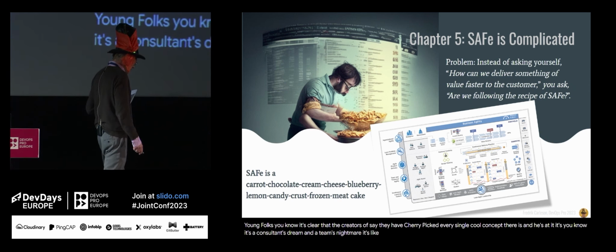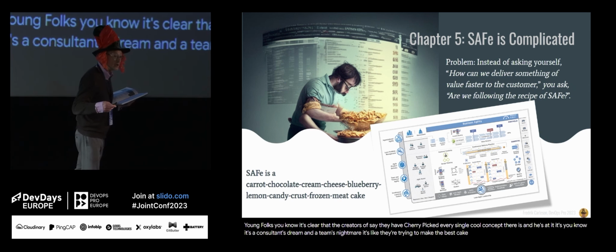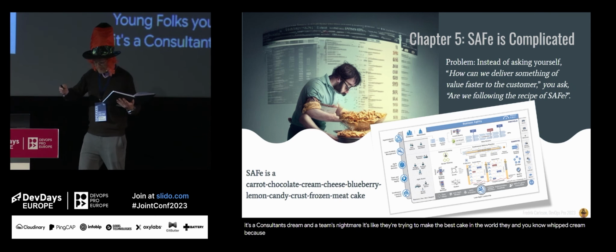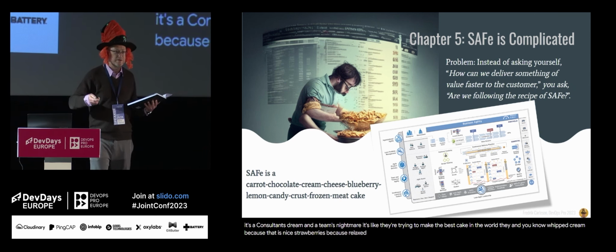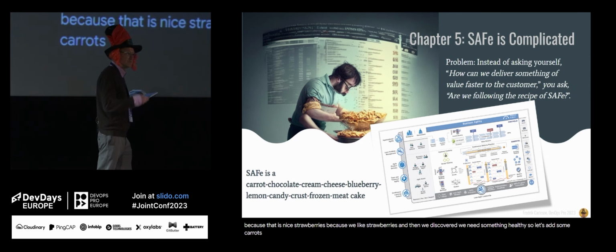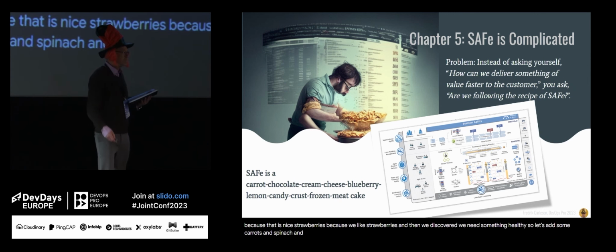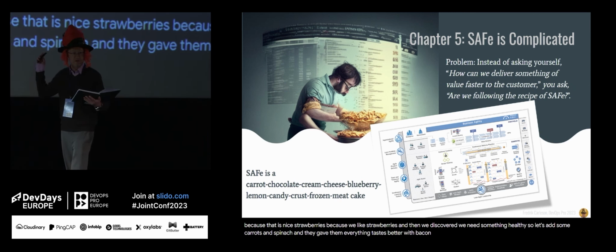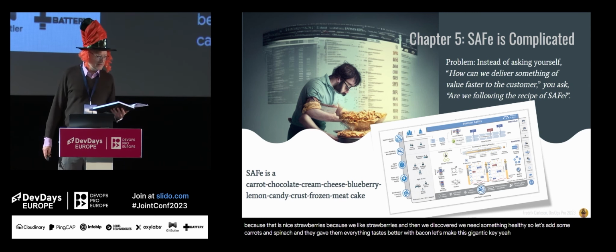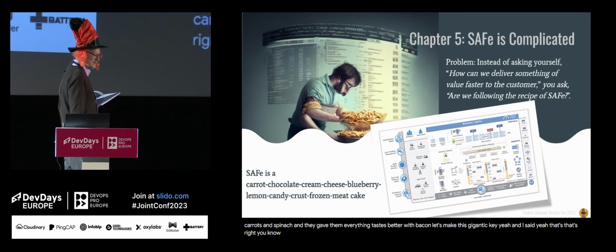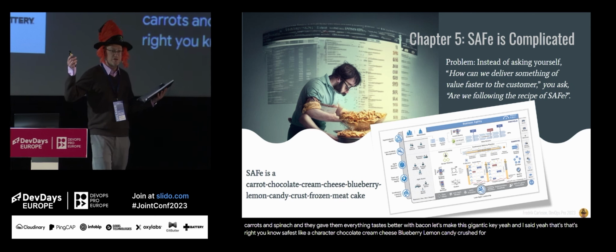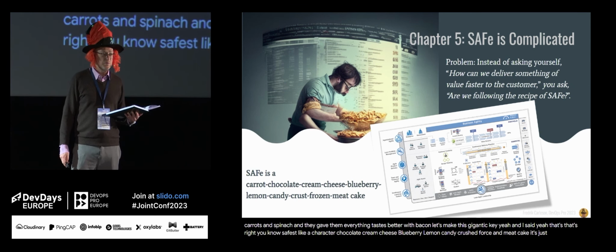It's like they're trying to make the best cake in the world. They add whipped cream because that is nice, strawberries because we like strawberries, and then we discover we need something healthy. So let's add some carrots and spinach and bacon. Everything tastes better with bacon. So let's make this gigantic cake. And they said, yeah, that's right. SAFe is like a carrot, chocolate, cream cheese, blueberry, lemon candy crust, frozen meat cake. It's just too much.